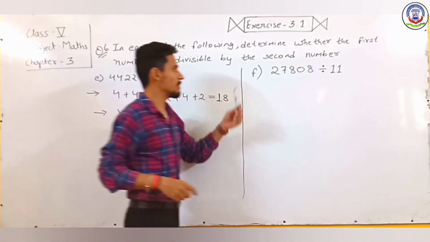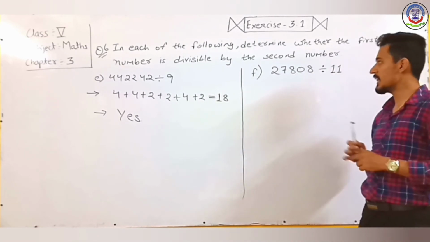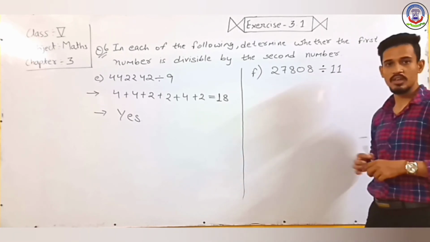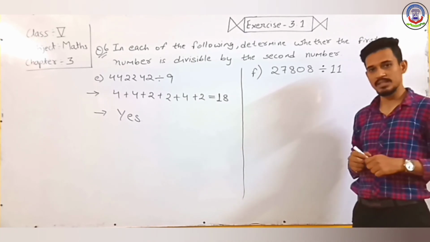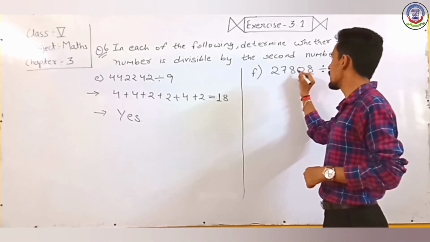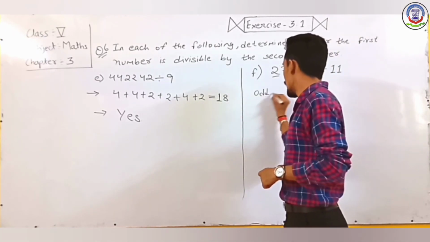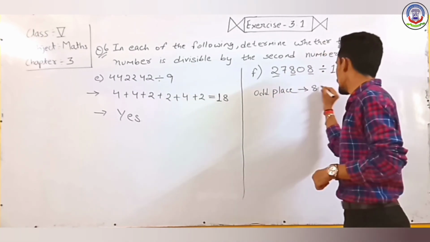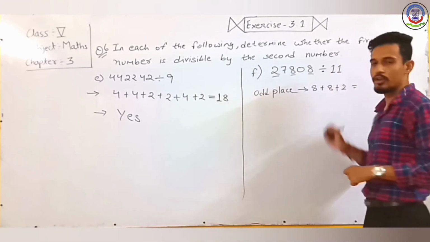Our next sum is 27,808 divided by 11. So the divisibility rule of 11 is that we have to add the odd number places and even number places. So first we have odd places, that is ones, hundreds and ten thousands. So we write here odd places, that is 8 plus 8 plus 2. So the addition of 8, 8 and 2 is 18.